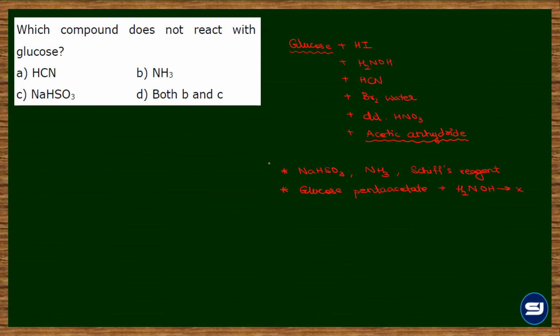And we know that the problem with respect to the open chain structure was that the open chain structure had only a negligible proportion when the glucose is dissolved in alcohol or aqueous solution. And the major proportion of glucose exists in the alpha and beta cyclic forms, which are called alpha-D-(+) and beta-D-(+) glucopyranose. So glucose as the open chain structure does not react with ammonia as well as NaHSO3. That's why the answer is both B and C.